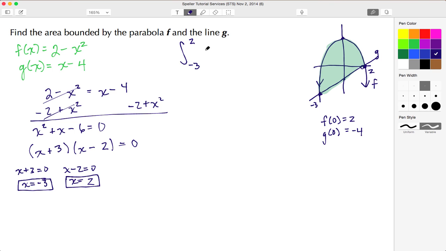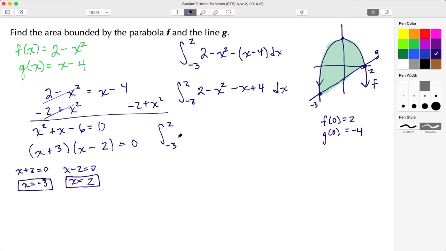So here function f is 2 minus x squared, and we need to subtract off the function g, which is x minus 4. Can't forget these parentheses because we have two terms here. We need to make sure that the negative is applied to both of these terms. And now we're going to rewrite to simplify. Again, we're going from negative 3 to 2. So I have 2 minus x squared minus x plus 4 dx.